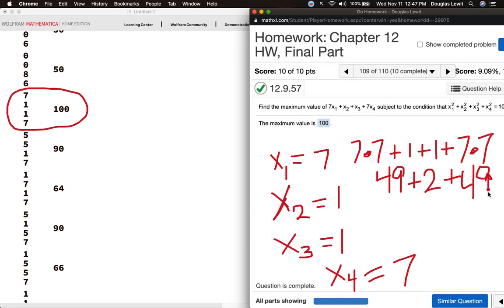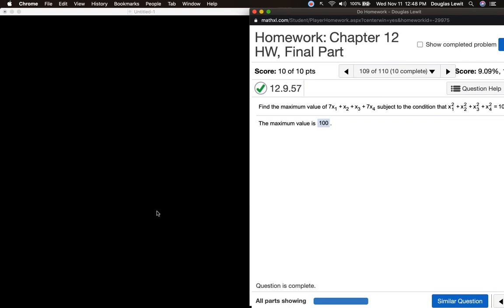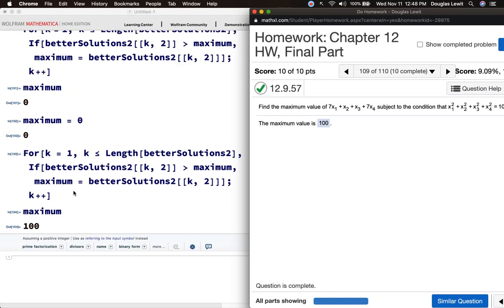Come on. What is the problem here? Plus 49, and this 49 plus 49 will give you 98. 98 plus 2, of course, is 100. And this is going to give you 100. Okay? So yeah, the reason I had issues down here, guys, was because I kept confusing betterSolutions with betterSolutions2, and that was kind of stupid. That was just a mistake.